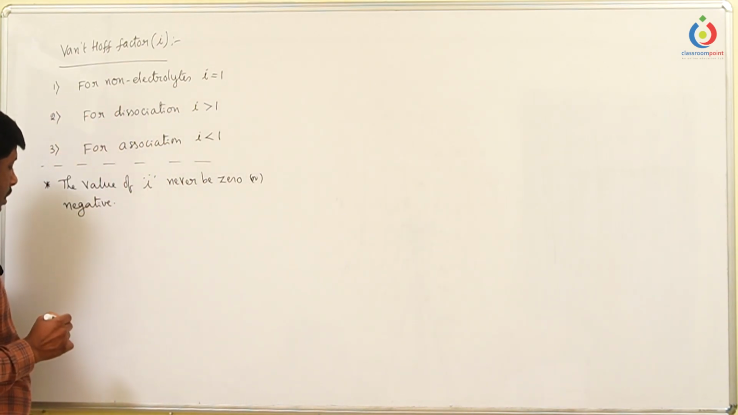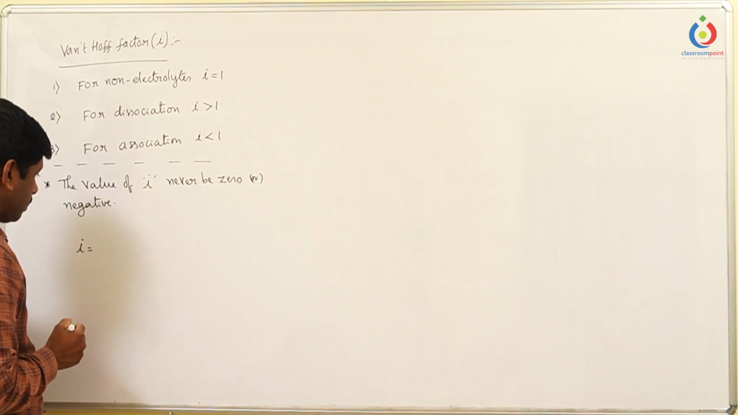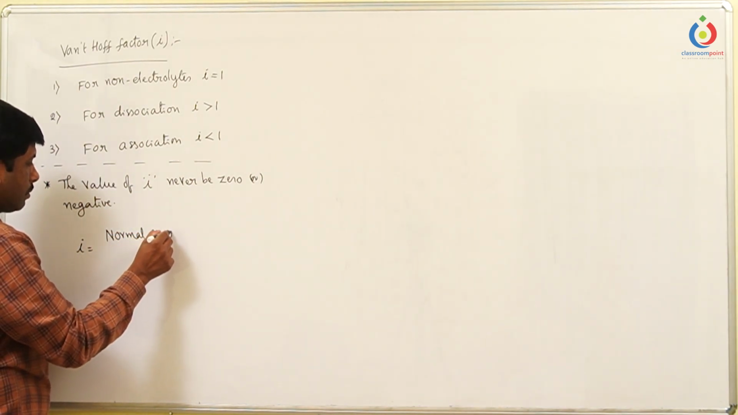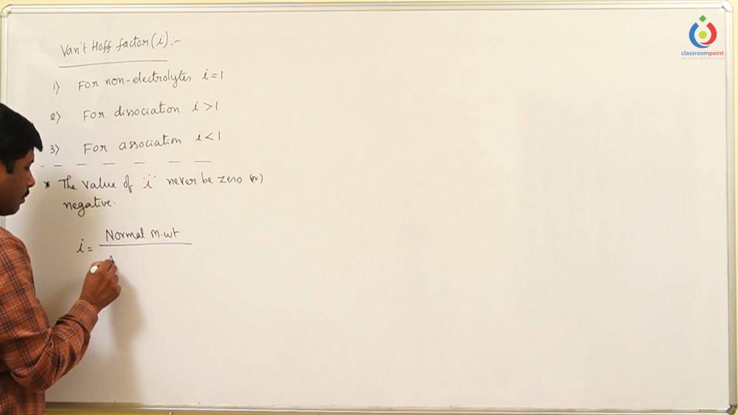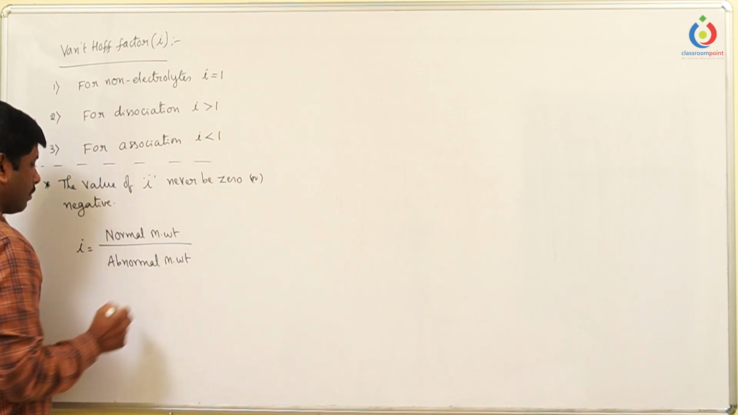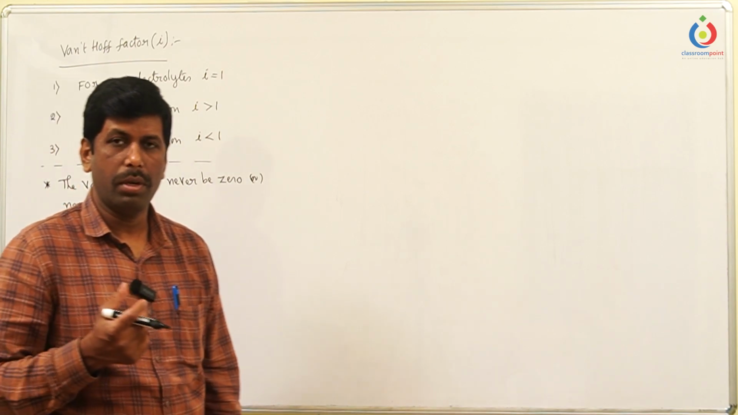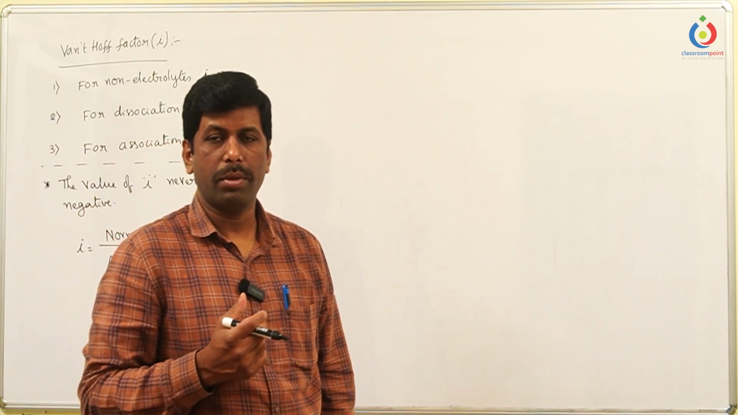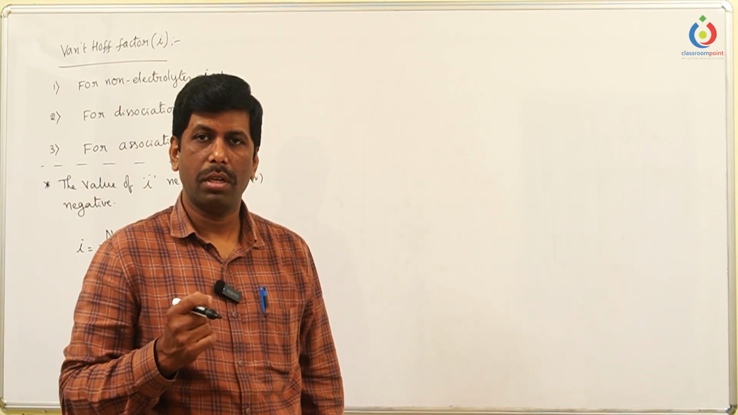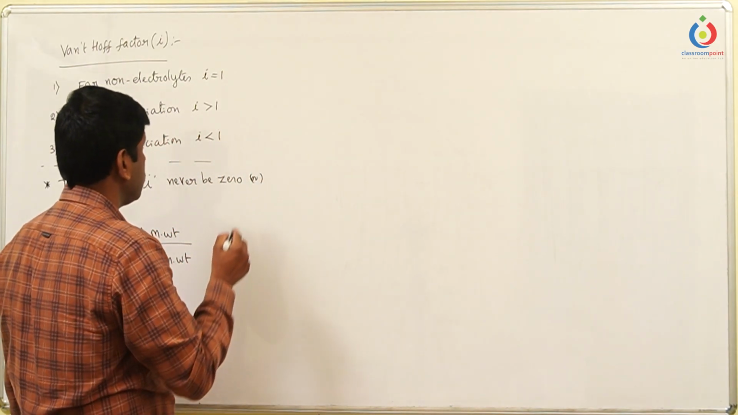Let us see how to calculate the Van't Hoff factor using the formulas. The Van't Hoff factor says that to correct the molecular mass of the solute, I equals the normal molecular weight of the solute divided by the abnormal molecular weight of the solute. Usually we get confused, because sometimes they use normal, sometimes calculated, sometimes observed, experimental, theoretical. So all these terms give us confusion, so I will give a small shortcut to remember all this.